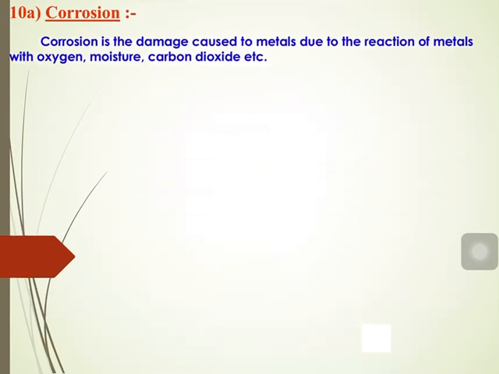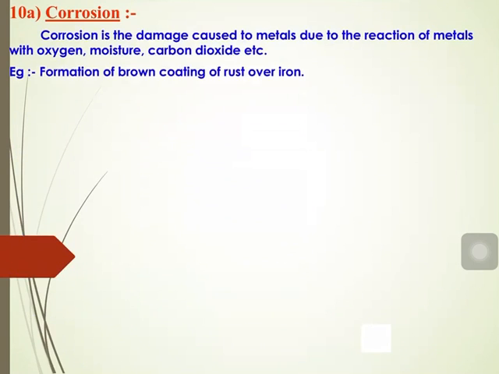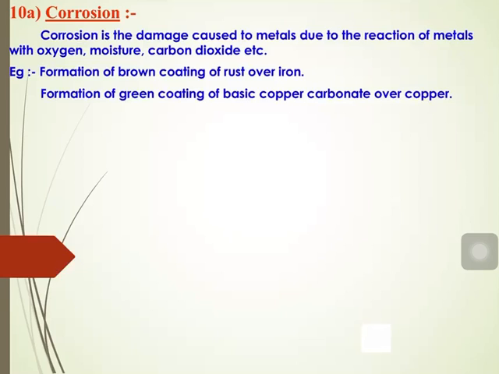Now the last step is corrosion. Corrosion is the damage caused to the metal due to the reaction of metals with oxygen, moisture, or carbon dioxide. Formation of brown coating or rust over iron, you must have seen. If iron is left behind without any coating or painting, it gets a brown covering. Formation of green coating on copper, basic copper carbonate over copper.